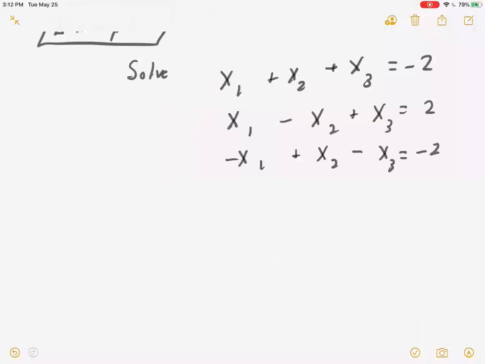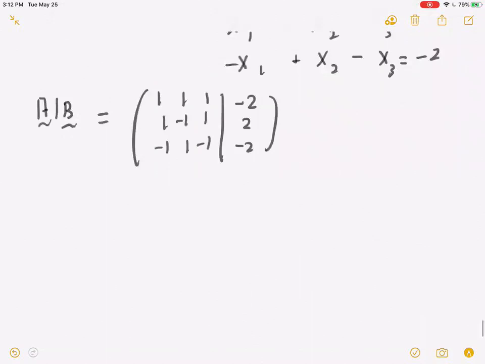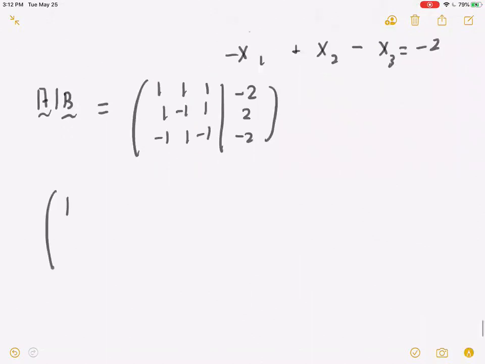So the first thing I have to do is write down the augmented matrix for the problem. By inspection, that's just 1, 1, 1, minus 2 in the first row, 1, minus 1, 1, 2 in the second row, and minus 1, 1, minus 1, minus 2 in the third row. So I start out with my original augmented matrix, and what I need to do is come up with a set of elementary row operations that will allow us to recast this in terms of row echelon form. I want to write this so that the final answer is in reduced row echelon form.